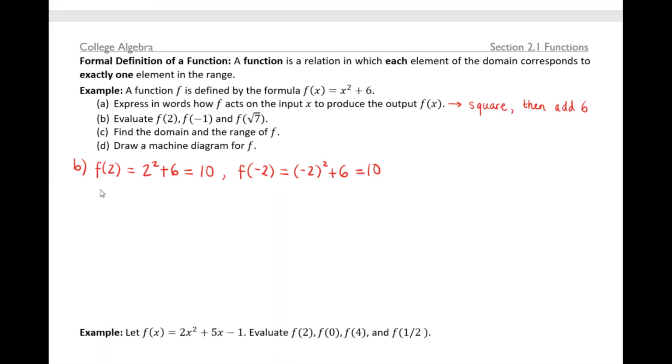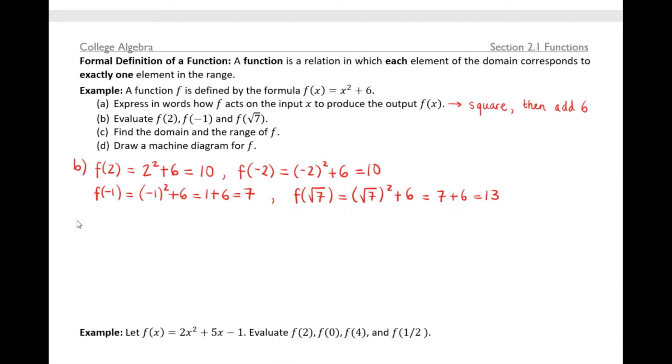Now look at this one, f of negative 1. F of negative 1 equals negative 1 squared plus 6, which is 1 plus 6, which is 7. Then finally, when you look at f of square root of 7, that's square root of 7 squared plus 6. Square root of 7 squared is 7, plus 6, that's going to be 13. And this is part B.